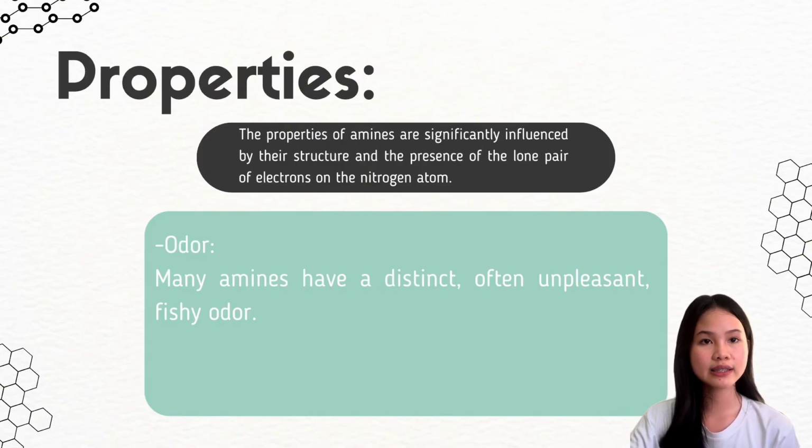One of the most distinctive properties of amines is their pungent odor. This odor is particularly pronounced in the lower molecular weight amines, frequently described as having a fishy or ammonia-like smell. However, as the size and complexity of the amine molecule increase, their odor tends to be less noticeable.